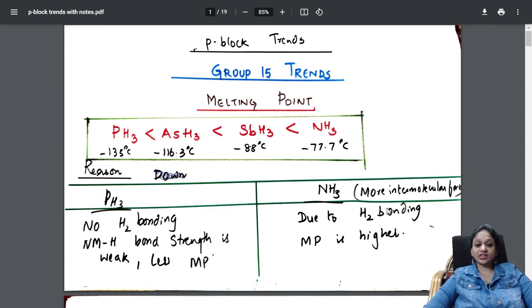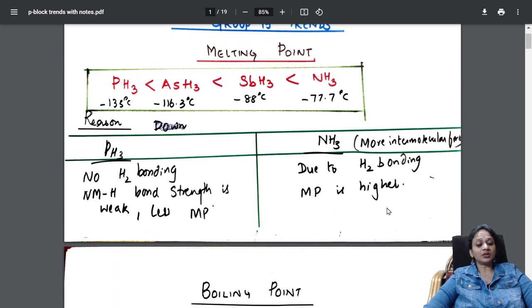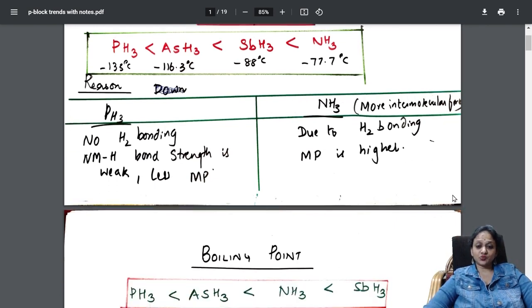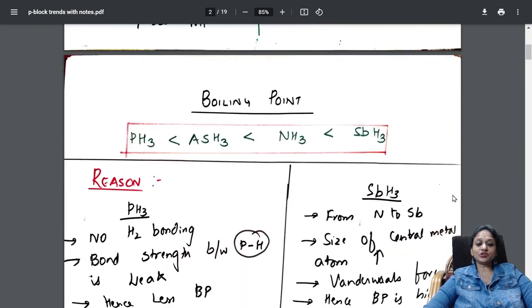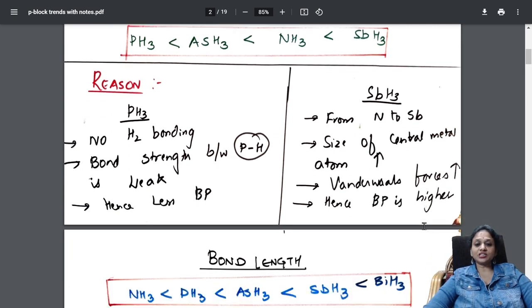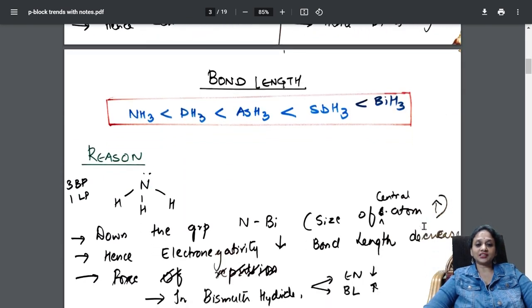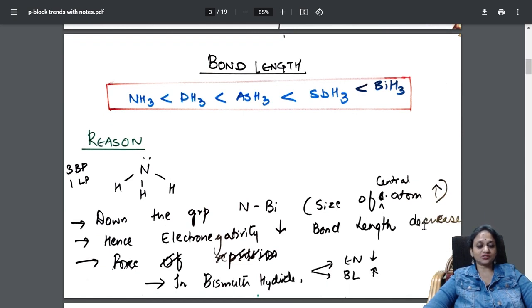When I go to group 15 trends, the important one is melting point. I have written the order with the reason, why phosphine has less and why ammonia has the maximum. Then I took it to the boiling point; the trend and the reason are written for both. Then I took the bond length; the trend is mentioned here along with the reason.